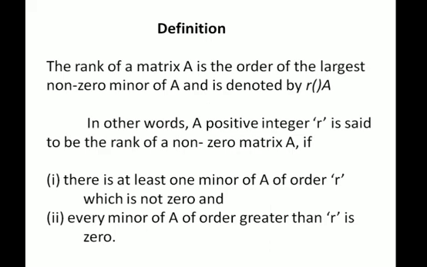The rank of a matrix A is the order of the largest non-zero minor of A and is denoted by R of A. In other words, a positive integer R is said to be the rank of a non-zero matrix A if there is at least one minor of A of order R which is not zero and every minor of A of order greater than R is 0. These are the two conditions.